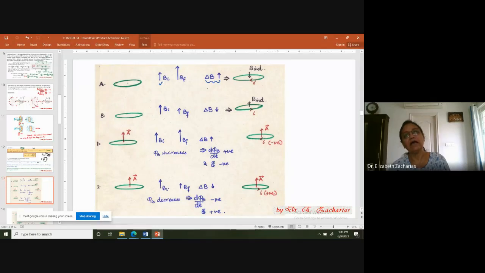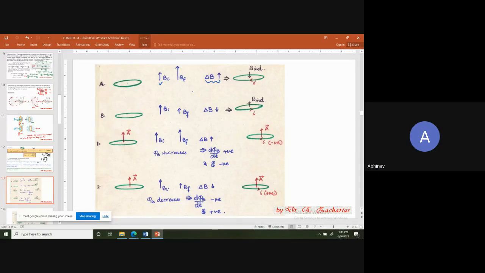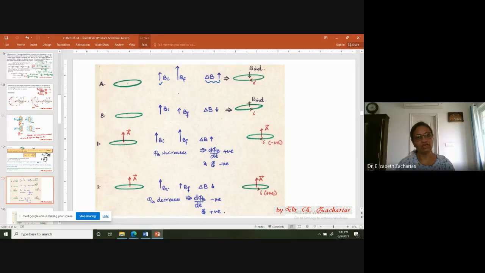Will it allow the increase or will it oppose the increase? Oppose. The increase is in this direction, so the opposition should be in this direction. So this should be the direction of the induced magnetic field. Now if you want to know the direction of the induced current, use your right hand rule. So this is the direction of the induced current.